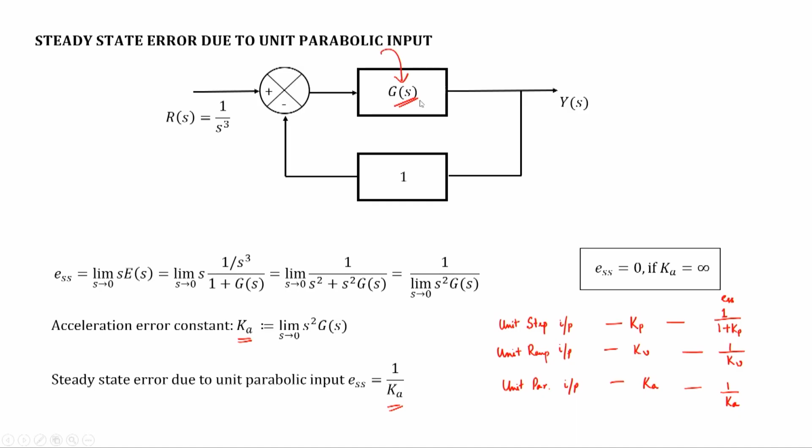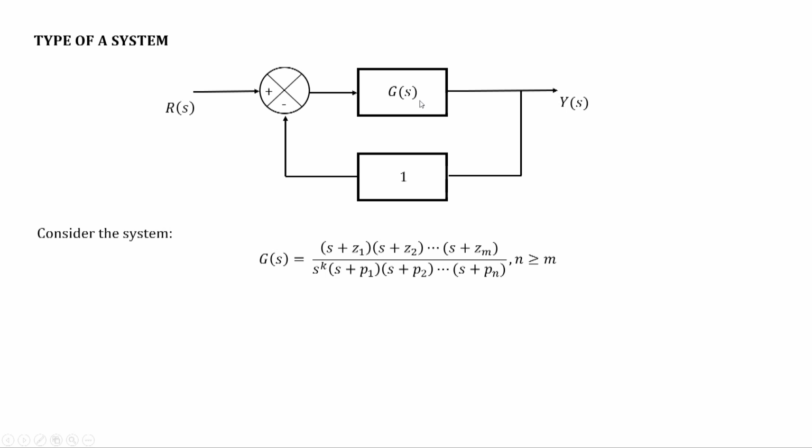So, let us see another definition which is known as the type of a system. We already know what the order of a system is. What is the order of a system? If you take a system and find out its transfer function, the denominator's highest degree is called the order of the system. Now, we are talking of a new definition which is called the type of a system. What do you mean by type of a system?